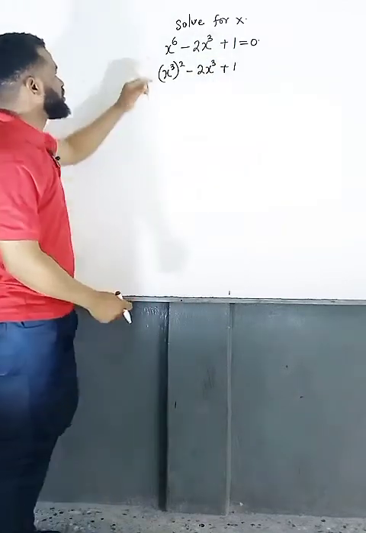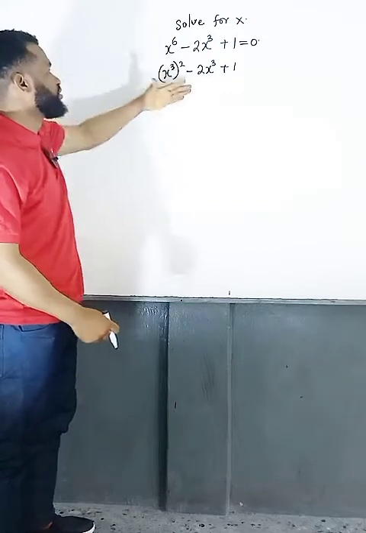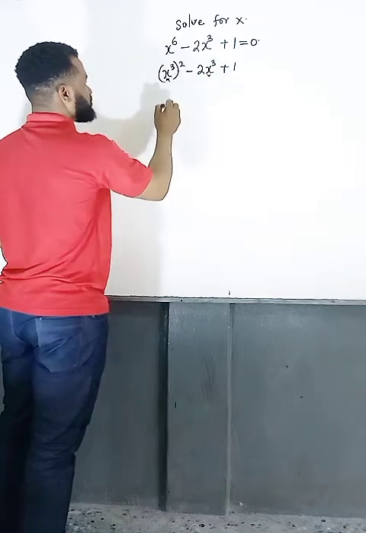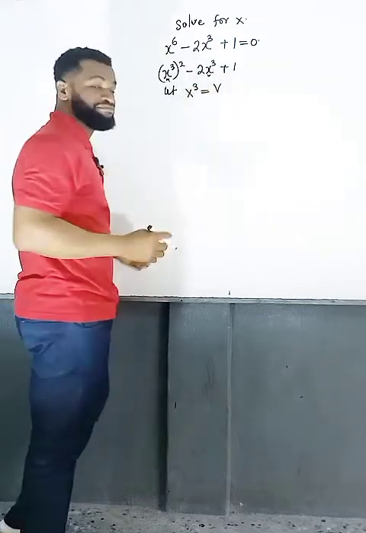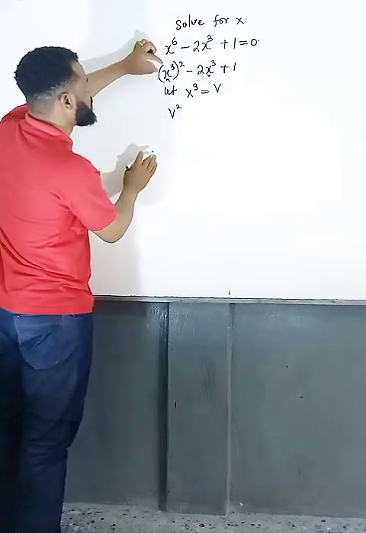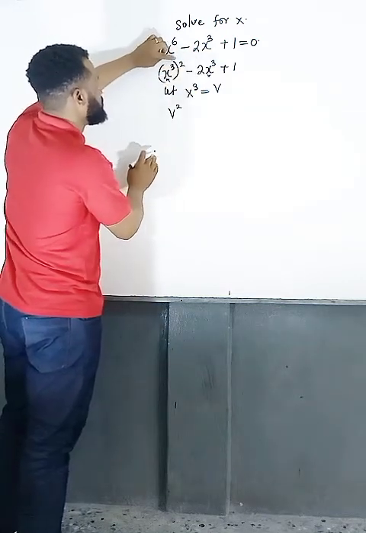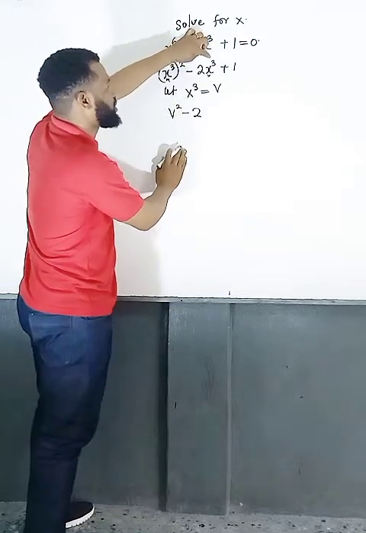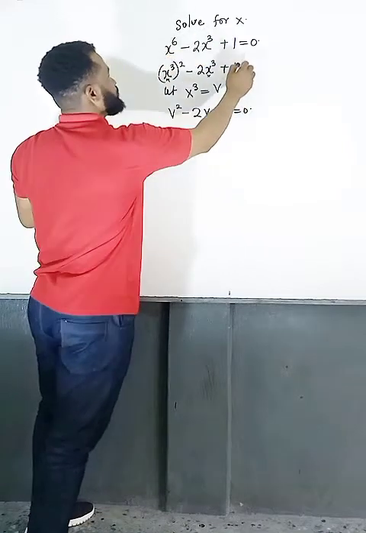What I did was I know that this times this will still give me x^6. So I have x raised to power 3 and x raised to power 3. So let x raised to power 3 be v. So we have v squared. Putting v here, we now have v squared, because x raised to power 3 is already v. So this is v squared minus 2, and in place of x raised to power 3, I'll put v, plus 1 equal to 0.